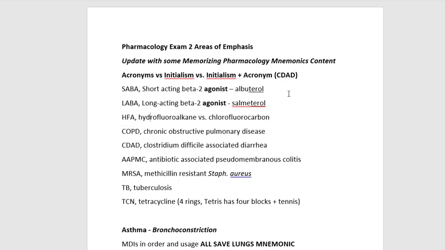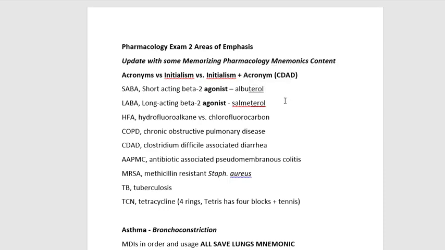SABA is a short-acting beta-2 agonist. Important to remember, we're talking about agonists here. Beta blockers would be beta antagonists. So while those are not really used as first-line hypertension treatment anymore, it's certainly one of the examples that we see the most. And we remember that the TEROL at the end is the way that we remember a beta-2 agonist.